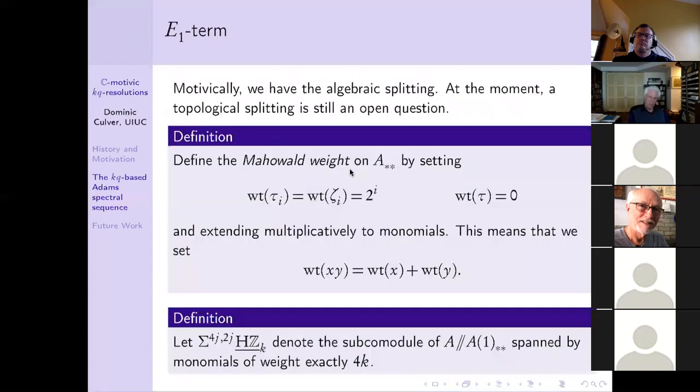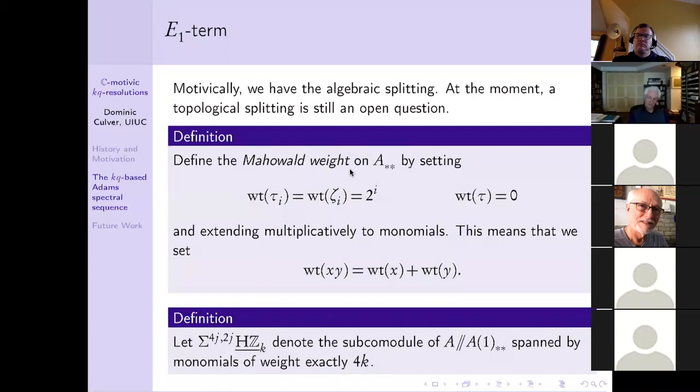Unfortunately, at the moment, we don't know how to construct these Brown-Gitler spectra motivically. So we don't have the topological splitting. But we do have the motivic splitting. We do have the algebraic splitting. And the way you accomplish that is you put on something called Mahowald weight on the dual Steenrod algebra. You define what that means on the generators, and then you extend to all monomials by declaring that the weight of a product is just the sum of the weights.